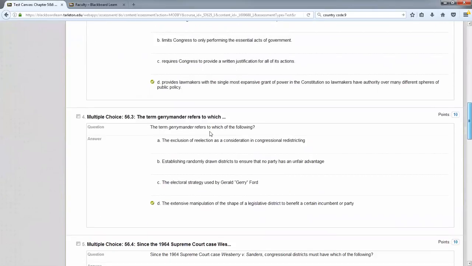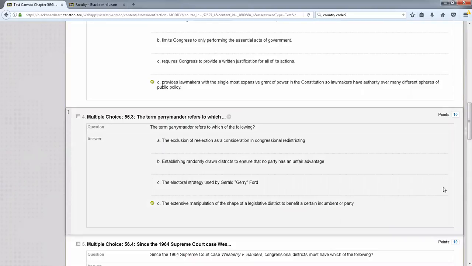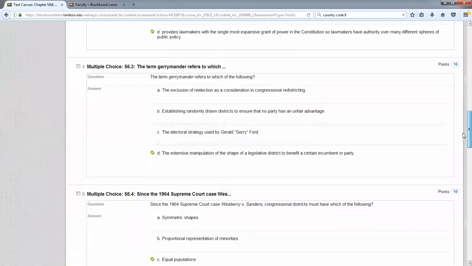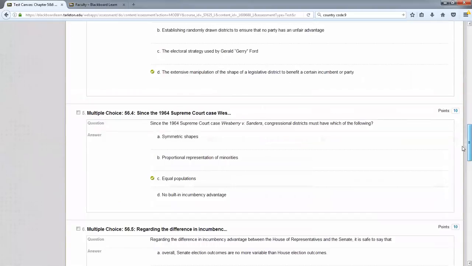The term gerrymander refers to which of the following? I thought that was clever. It is when you manipulate the shape of legislative districts to benefit a certain incumbent or political party, typically political parties. These districts have to be contiguous. So you can't just draw circles around different places. They have to all be connected, but they can be in crazy amorphous shapes.